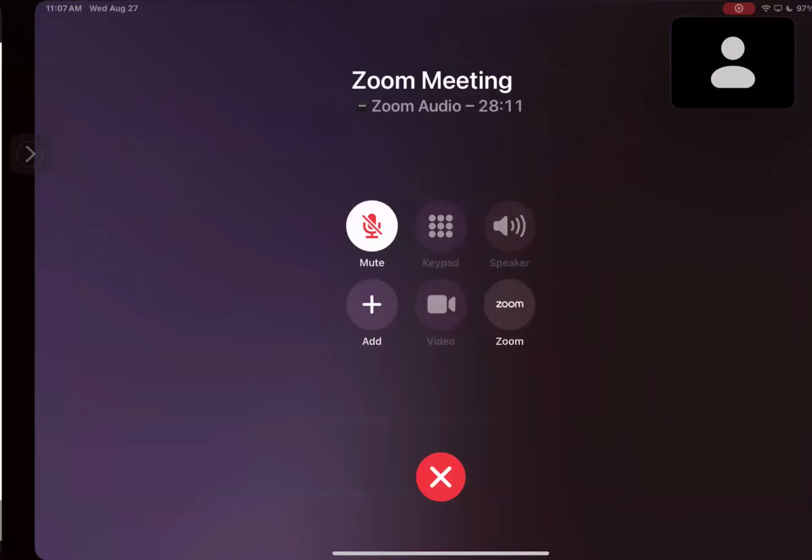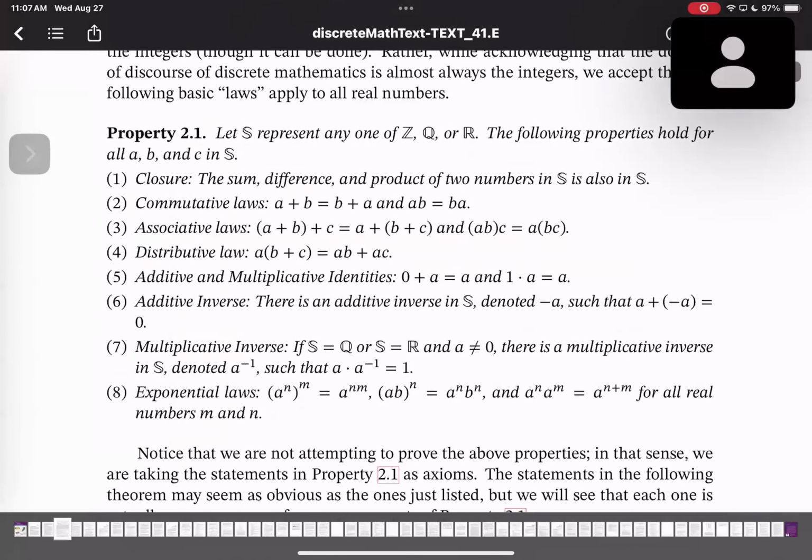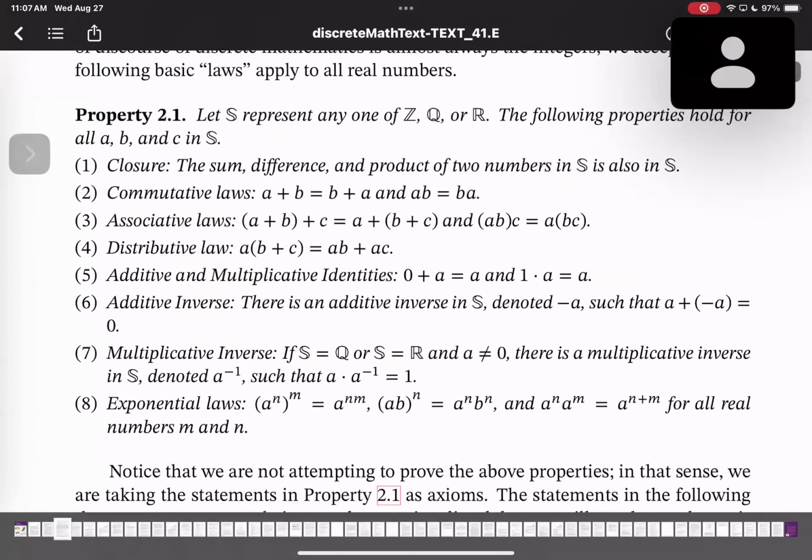So next, let's go into the properties. We have to lay some ground rules for our work, because in math we don't just make everything up. We prove a lot of things, but that means we have to start from somewhere. We have to say, this is where I'm starting from, and everything else we can prove based on that.